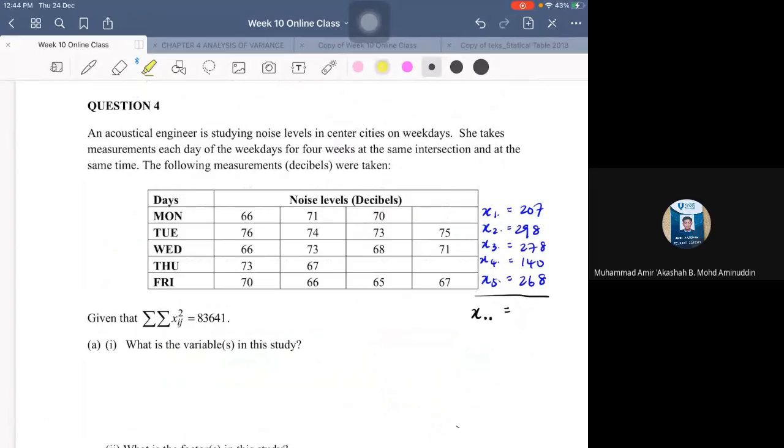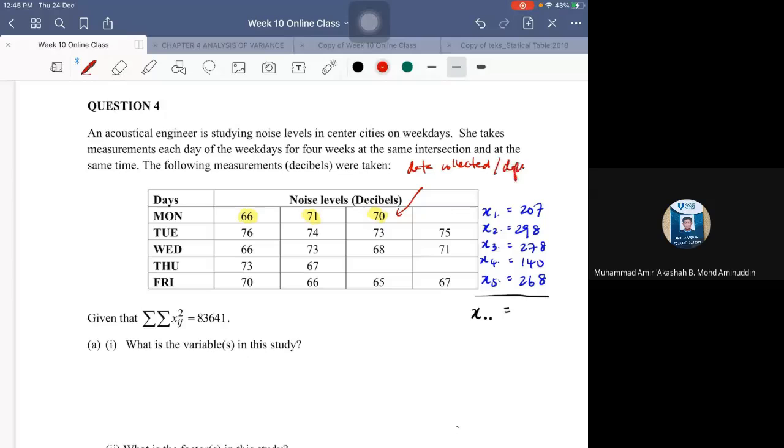Okay, this is going to be one-way ANOVA. So it says an acoustical engineer is studying noise level in center cities on weekdays. So she takes measurements each day of the weekday for 4 weeks at the same intersection and at the same time. The following measurements were taken. So these measurements, what are we taking over here? This is what we measure, the data that we collected. So the data that we collected is going to be known as the dependent variable.